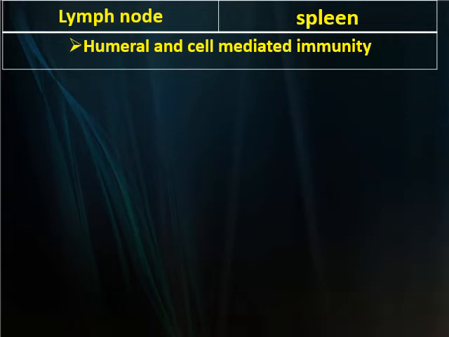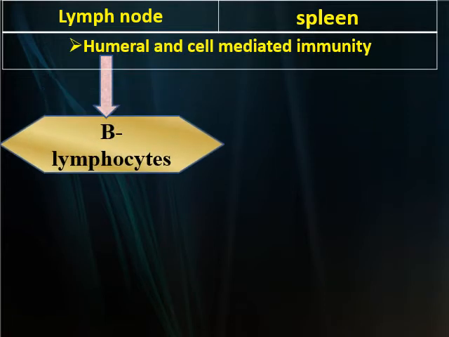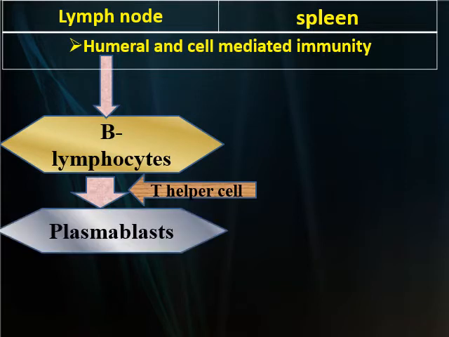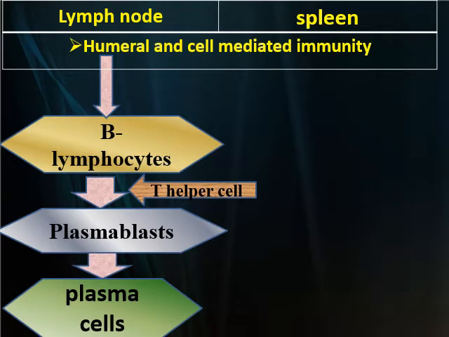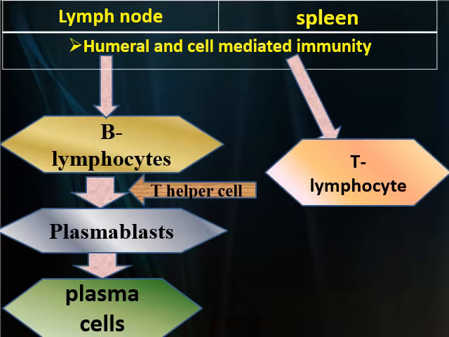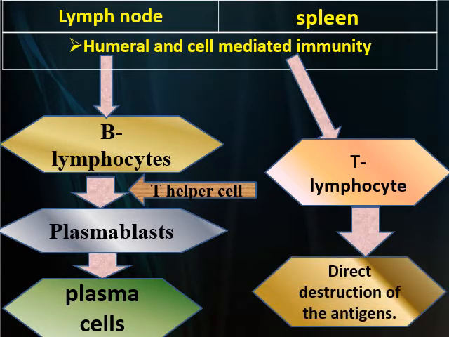Also, the lymph node and the spleen are responsible for humoral and cell-mediated immunity, which we talked about before. Humoral immunity means activation of B lymphocytes by the T helper cell to differentiate into plasmablast, then into plasma cell, which will produce antibodies. For cell-mediated immunity, as we said before, we activate T lymphocytes to make direct destruction of the antigen, virus, or bacteria.